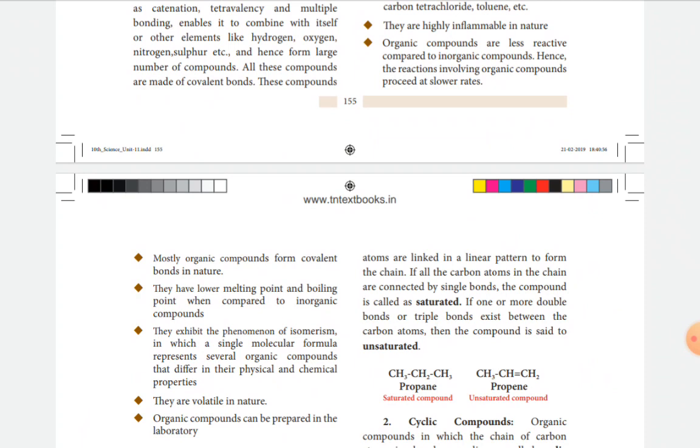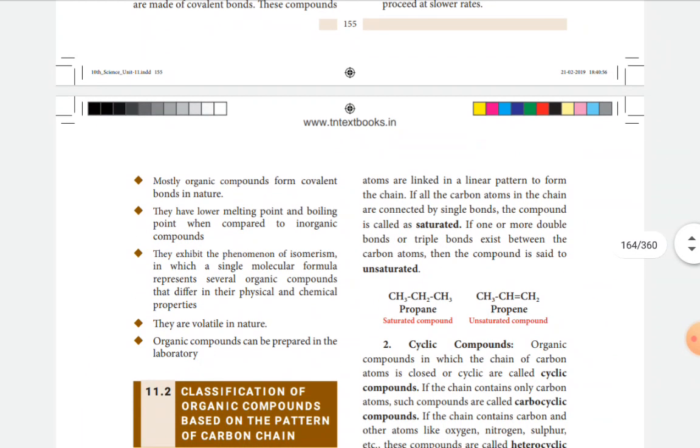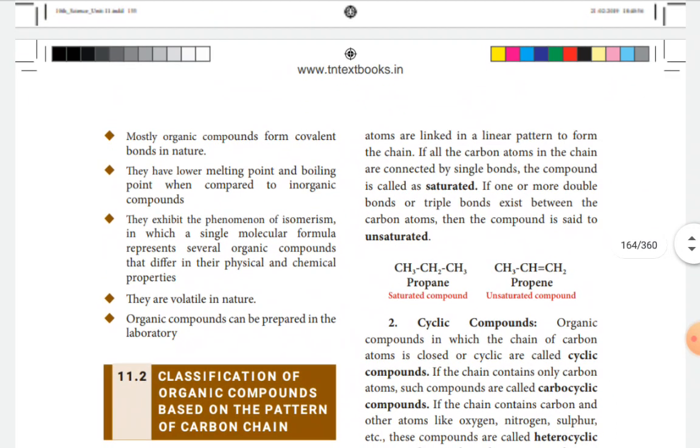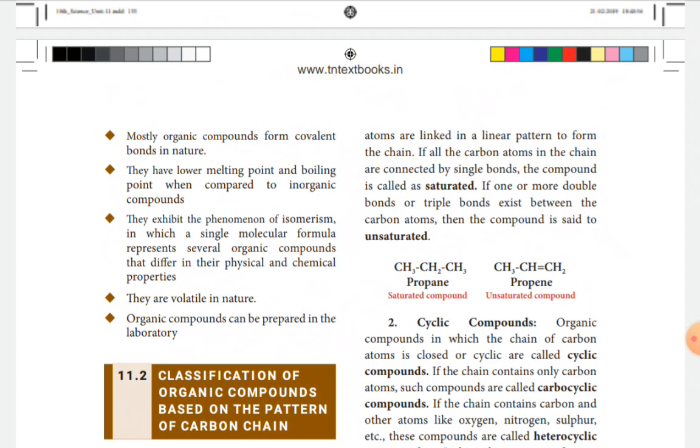So these organic compounds, these carbon compounds, are formed because of the covalent bonding between the combining atoms. Then they have lower melting point and boiling point. Melting and boiling points are very low because the force of attraction between two molecules, atoms, is not very strong. So it is easy to break by giving very little energy. That's why you see the melting point and boiling point are low.